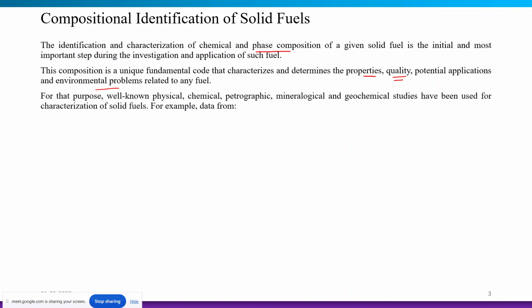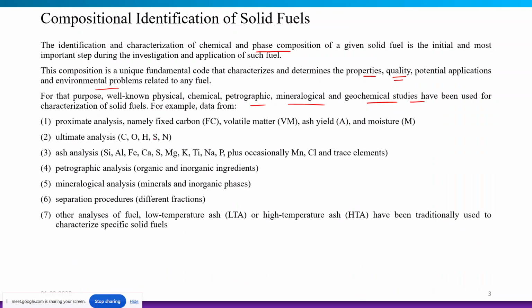So for that purpose, we should have enough idea about its physical, chemical, petrographic, mineralogical, and geographical studies. We need to perform these kinds of studies to get good information about the solid fuel properties. There are many examples that I would like to present here. One is the proximate analysis. From the proximate analysis, we mainly get to know about the fixed carbon, volatile matter, ash yield, and moisture. These four quantities that we are quantifying from the proximate analysis are highly important, playing a vital role in the fuel property as well as quality.